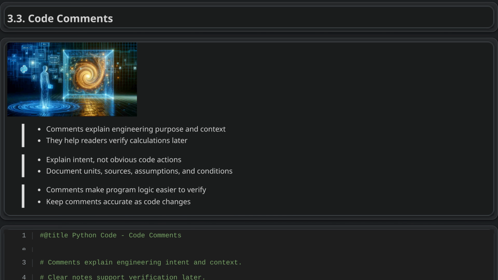Code comments. Comments in engineering code explain the purpose and context behind calculations, not just what the program does. They make it clear whether values represent things like measured voltage, rated current, or estimated resistance. Good comments help classmates, instructors, technicians, and even the original author understand the reasoning later.